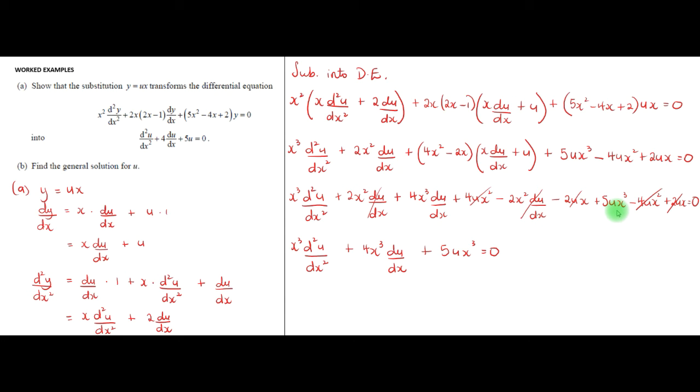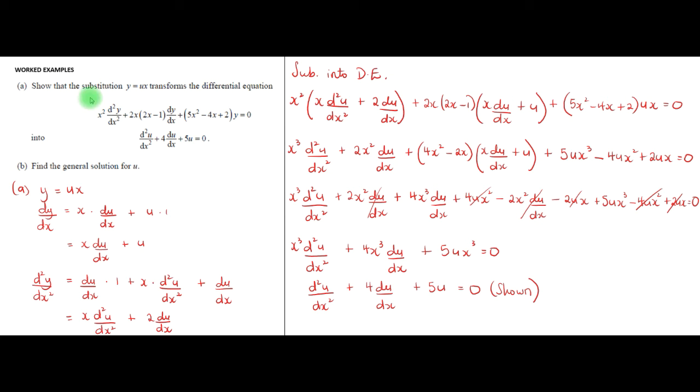Okay. And then we're going to divide through by x cubed, because if you look at what you're trying to get to, the d squared u dx squared has a coefficient of 1. So we're going to divide through by x cubed. And we get exactly what we were trying to get to. So I'm going to say shown. Okay, and that's part A.